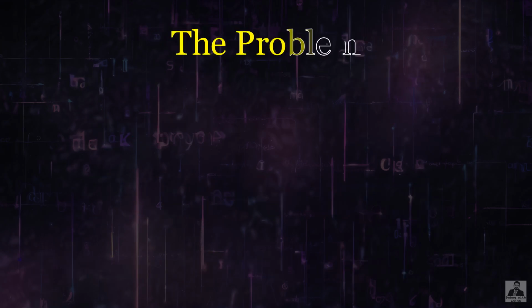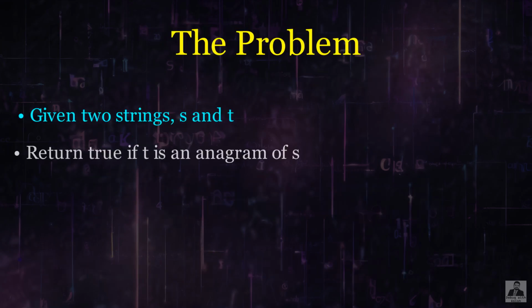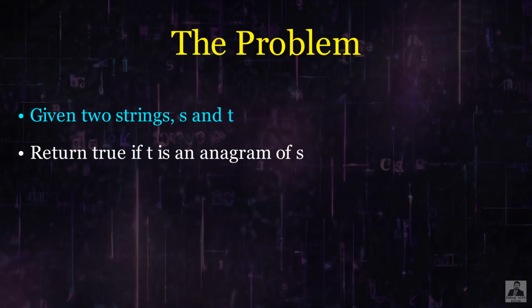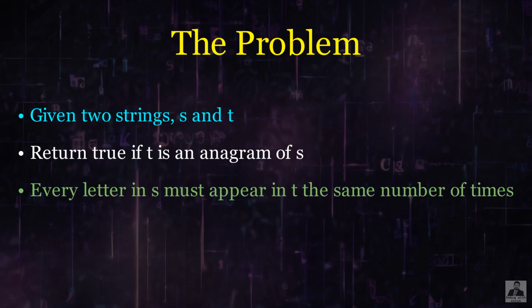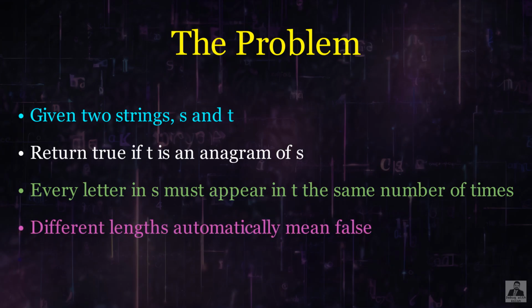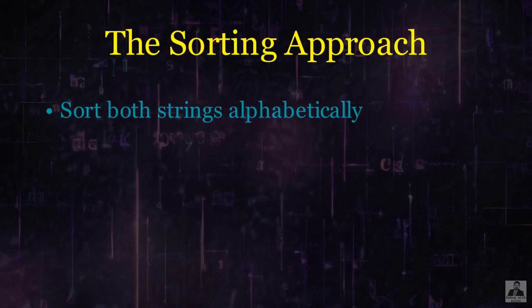Here is the setup. You get two strings, S and T, and you return true if T is an anagram of S. That means every letter in S has to appear in T exactly the same number of times. Nothing more, nothing less. If the two strings are not the same length, you can rule it out immediately without checking a single letter. The most natural first idea is sorting.